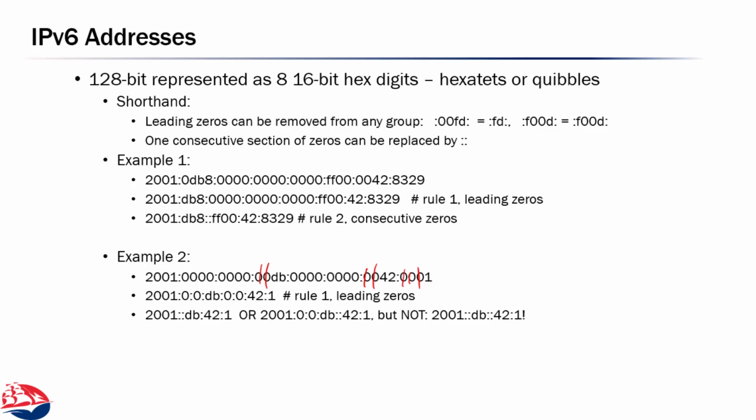Oh, this isn't right. Let's see. So this would be 2001. I could skip over those. DB, there needs to be 0:0 in there. I forgot to type that in. So I could do that, or I could delete those two leading zeros, but I can't do them both. It looks like I tried to do that. So don't make that same mistake.